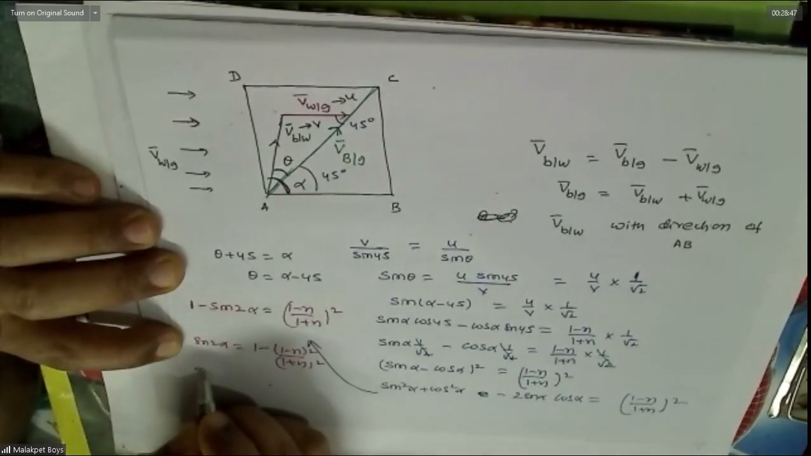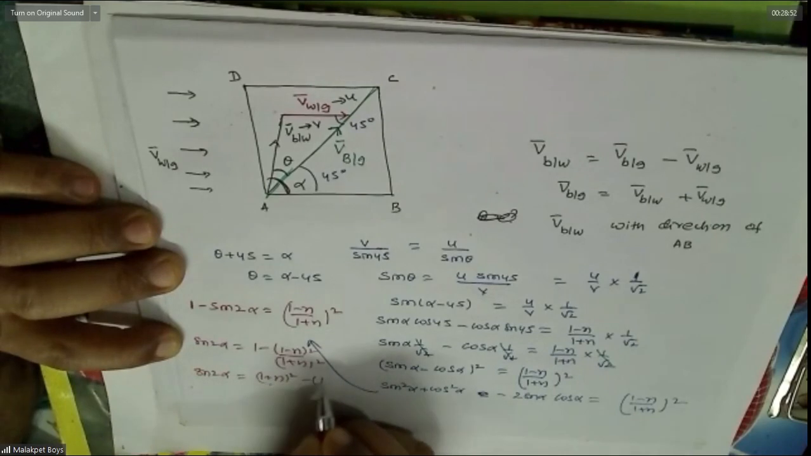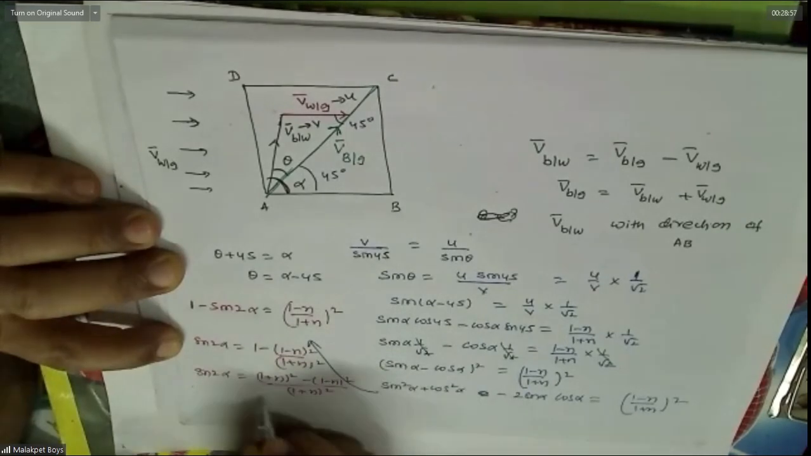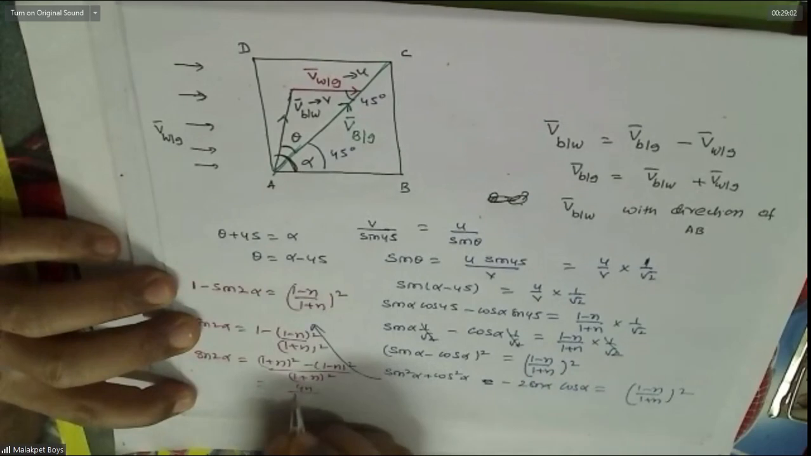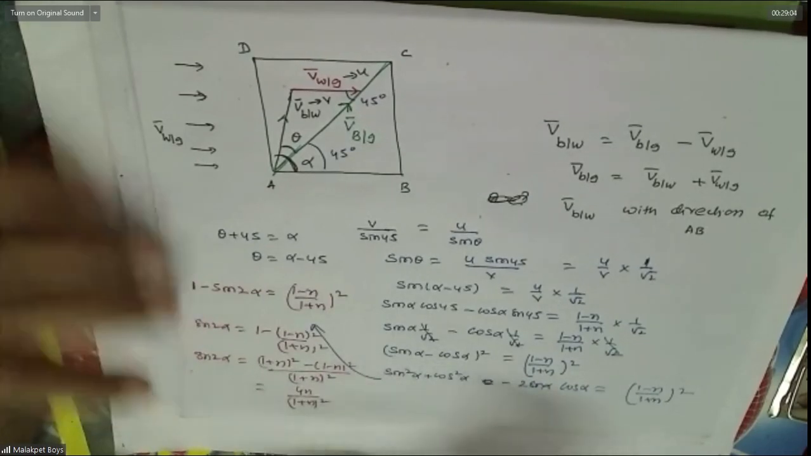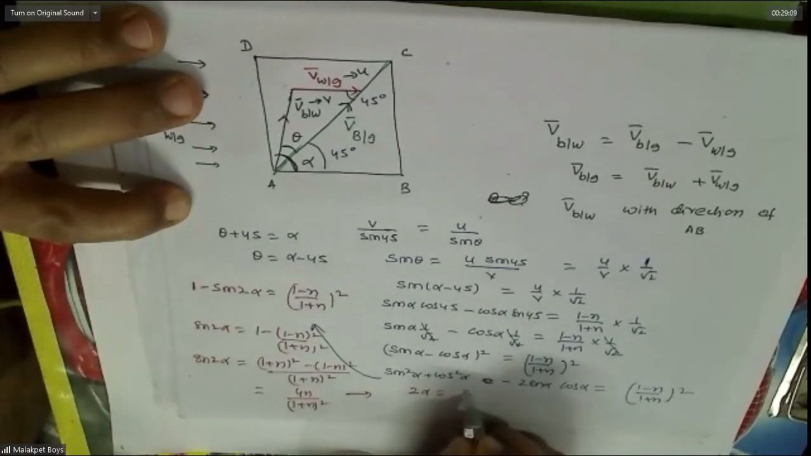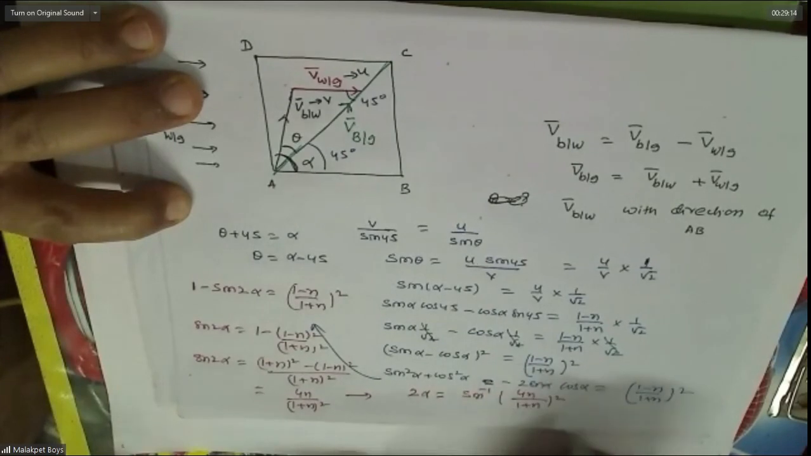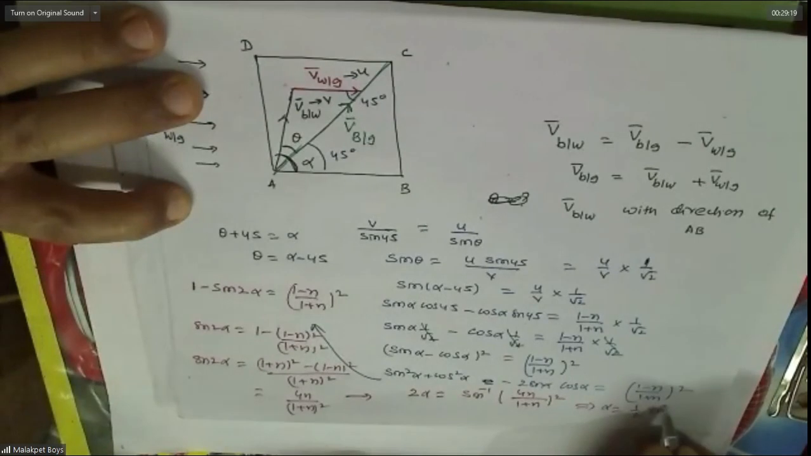So sine 2 alpha, if you take LCM, (a plus b) whole square minus (a minus b) whole square is how much? Remember? 4ab by (1 plus n) whole square. So finally what do I get? 2 alpha equals sine inverse of 4n by (1 plus n) whole square. This implies alpha is 1 by 2 sine inverse of 4n by (1 plus n) whole square.